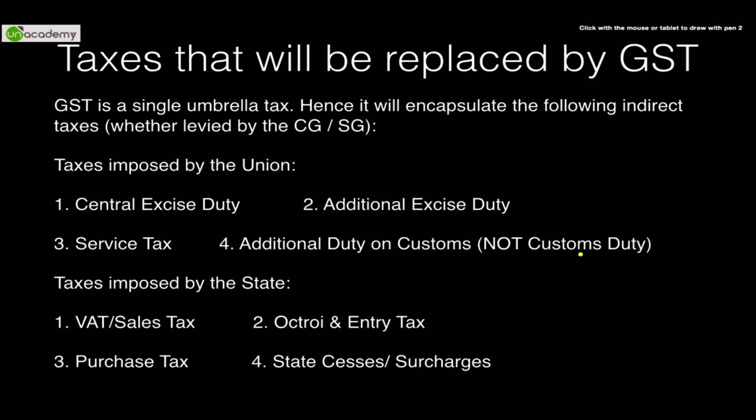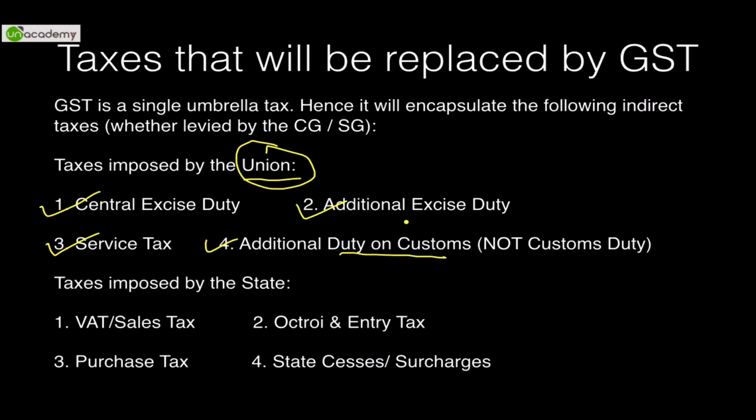The taxes that will be replaced, or as we are saying, the taxes that will be subsumed when GST is implemented. So implementation of GST would replace what kind of taxes? The taxes imposed by the Union government, that is the central government. First tax, as I told you, is central excise duty. Second is additional excise duty, which is in addition to central excise duty. Third is service tax. Fourth is additional duty on customs, also known as CVD, countervailing duty, etc.